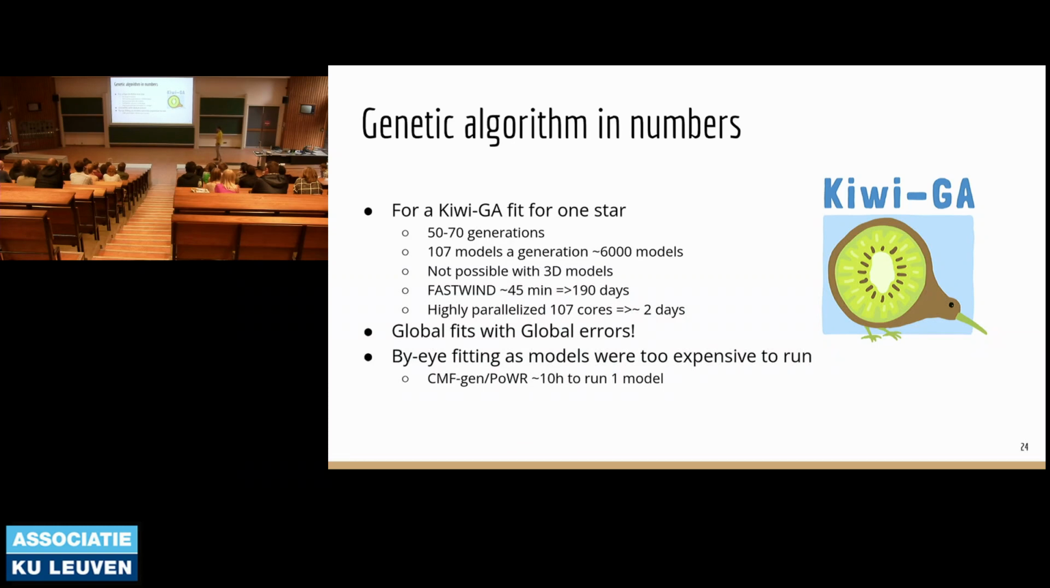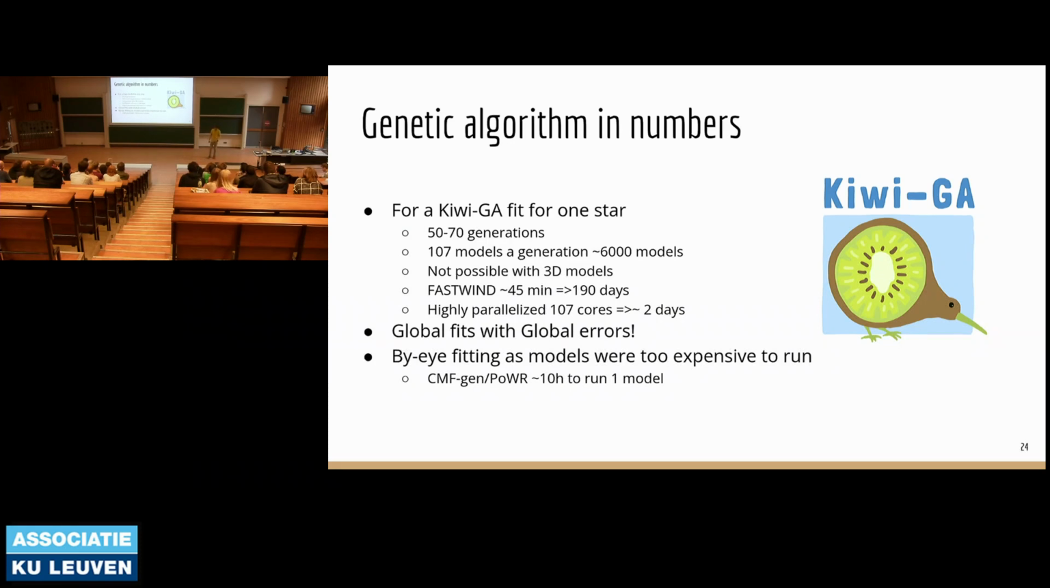If we want to do that in 3D, at 10 hours a model, we're looking at 60,000 hours. It's way too much, because those 10 hours is already using multiple cores. So it's really a lot of computation time. That's another clear reason why we cannot use 3D models. It's just a computation thing. We just are not there yet.